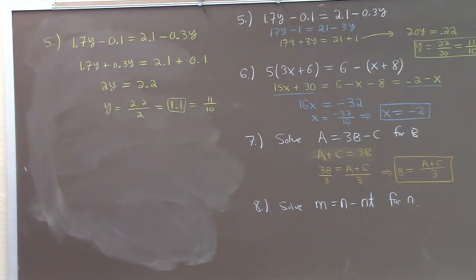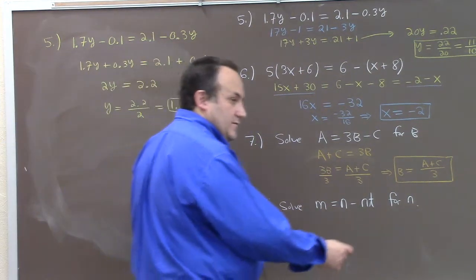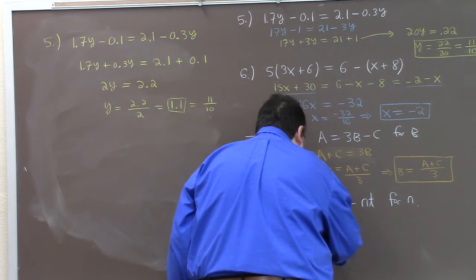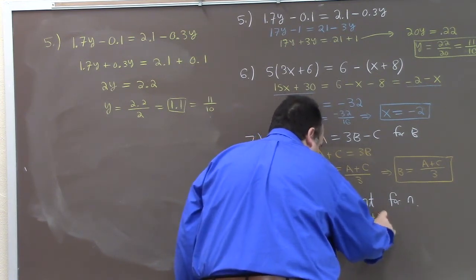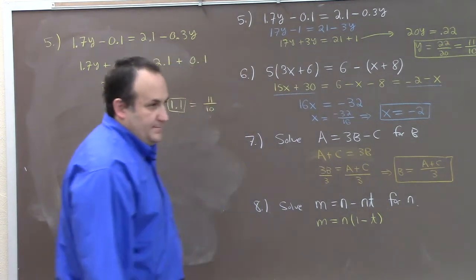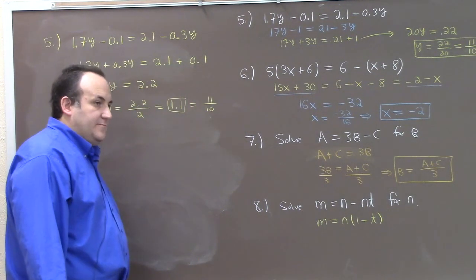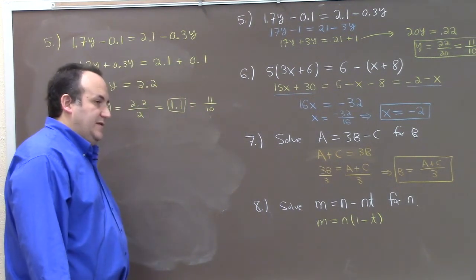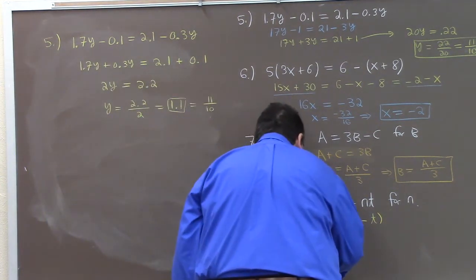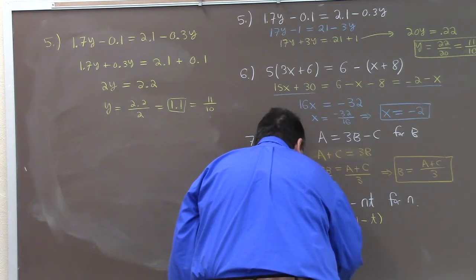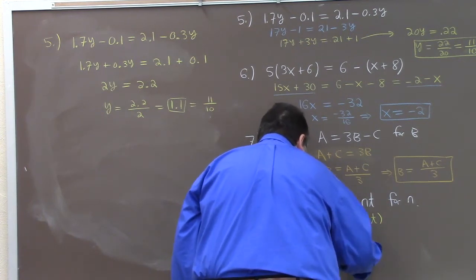Now, solve for n, number 8. So what you want to do is say m is n times 1 minus t. We factor out the n. Right? We have factored the n out. And then we divide. So m over 1 minus t is equal to n. And there's the answer.